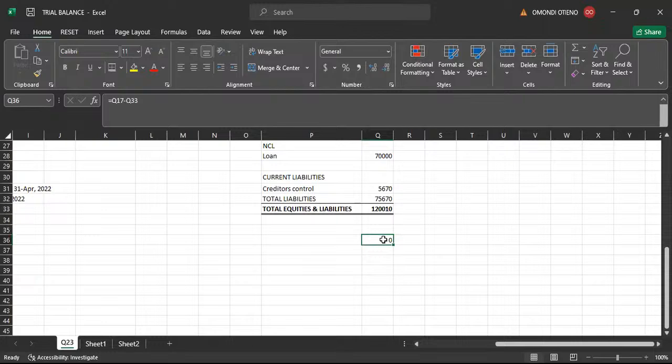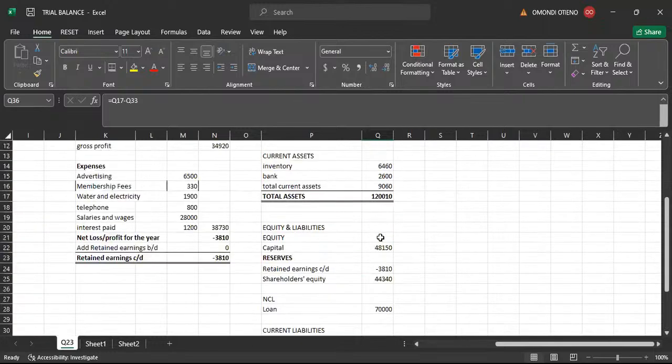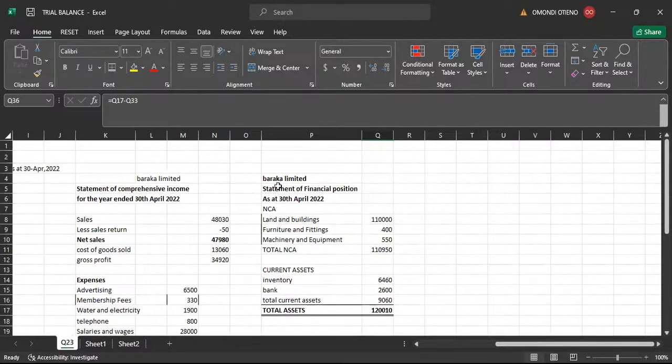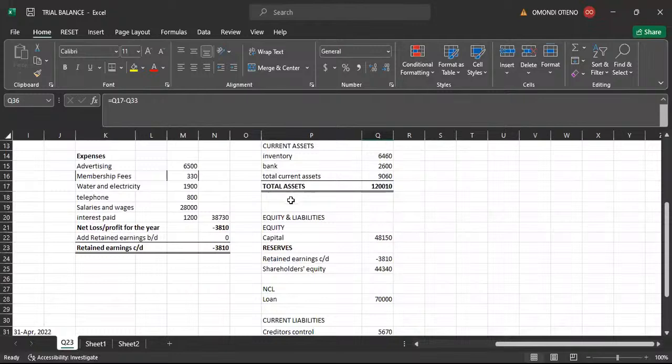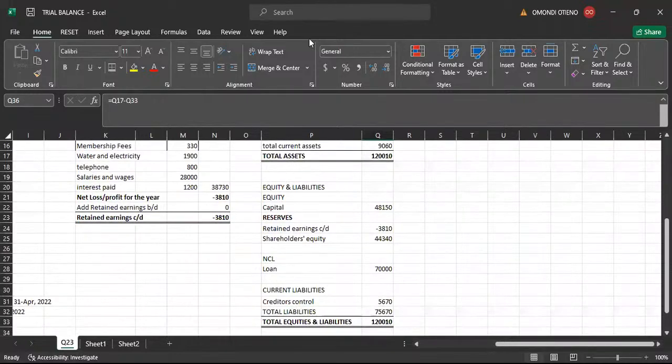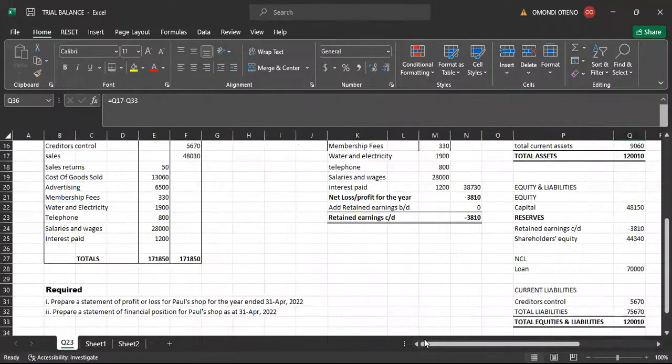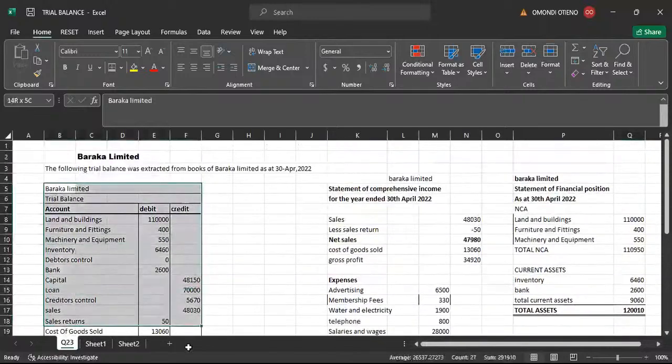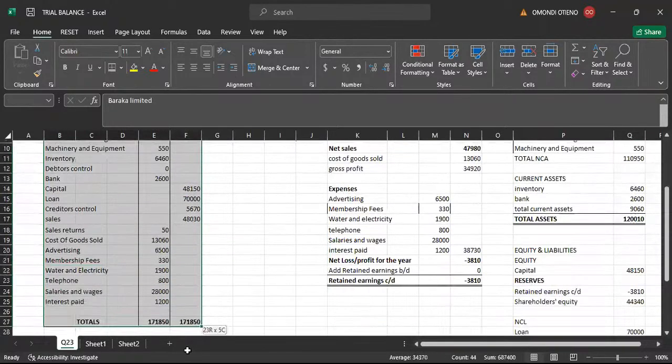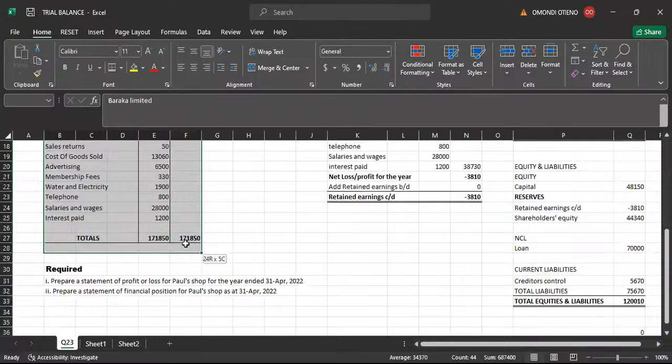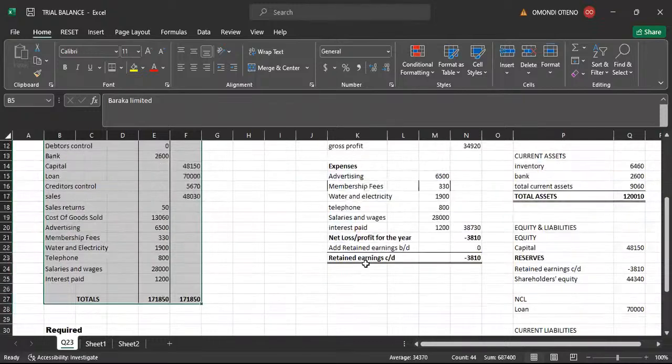What does it imply? It implies that our balance sheet is perfectly balancing based on the information that we've extracted from this simple trial balance. Are we together?